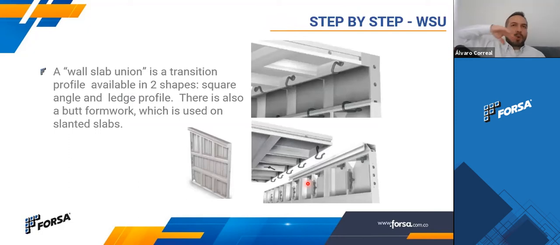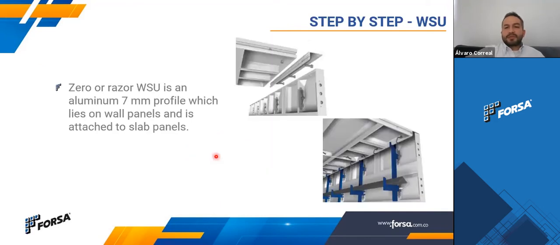Now you have all the walls ready. They are aligned and they are vertical. So you go to install the wall slab unions. Remember that we talked that there are different kinds of them. Even this kind of form that we have for slanted slabs, the zero or razor. So you attach this to the panels, and after that you can start installing the slab panels.